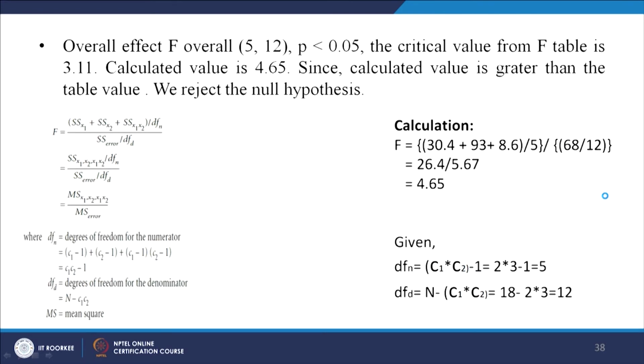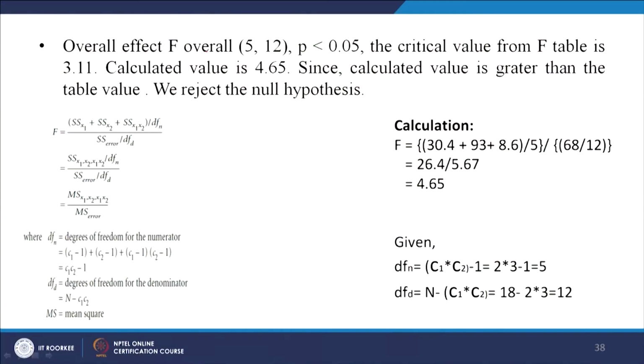Now, from here we will go step by step. So, we have calculated all the values. So, the overall effect of F at 5 and 12: what is this 5? 5 is the numerator, because there were 6 groups, if you remember, 6 groups, right. So, 6 minus 1, and 12 is 18 minus 1 from each.